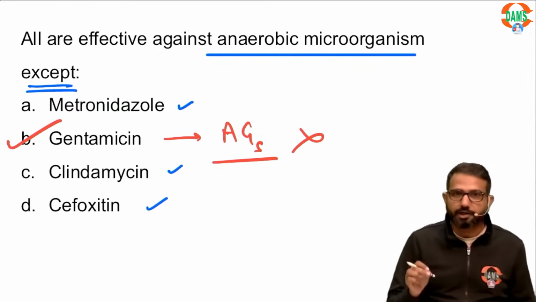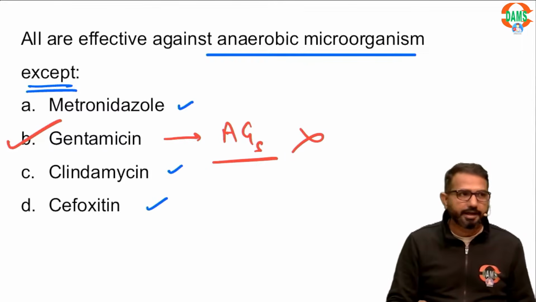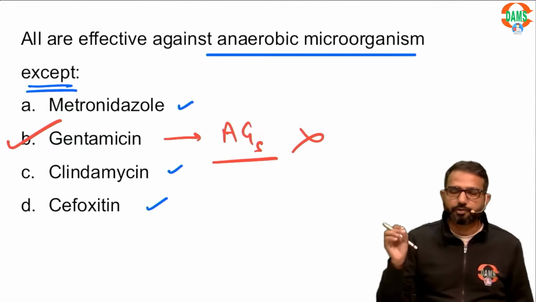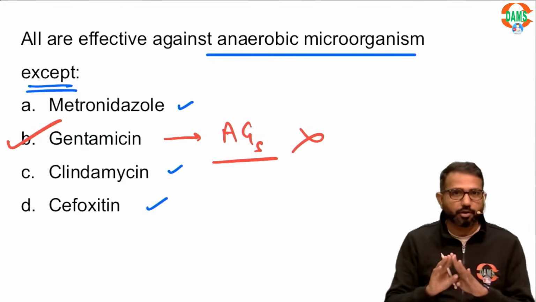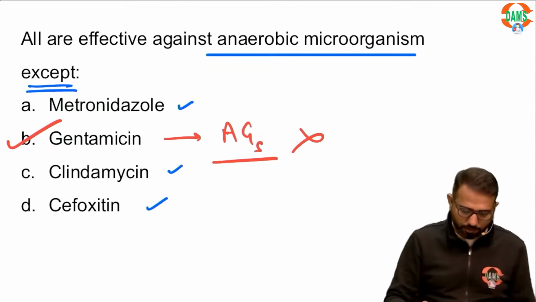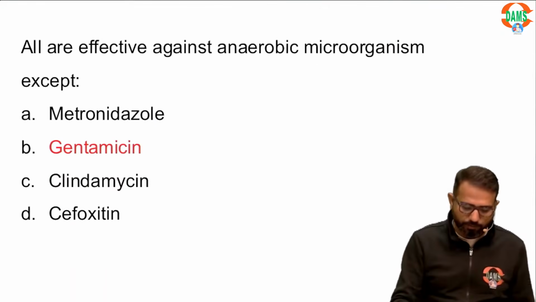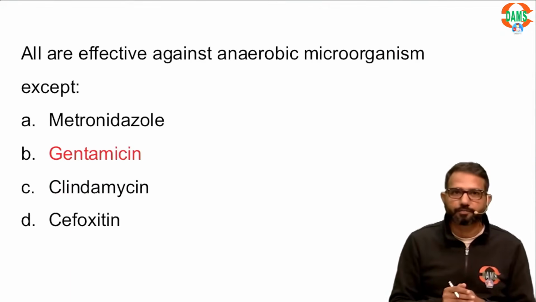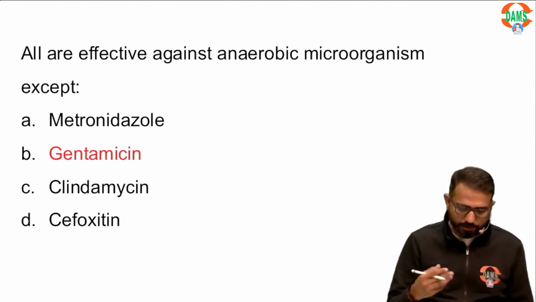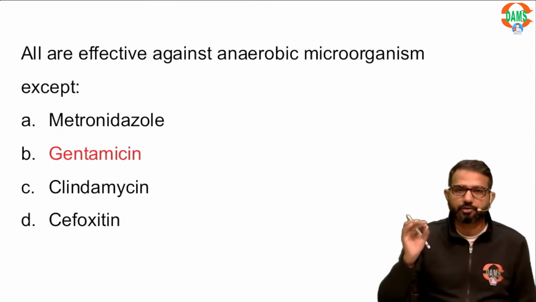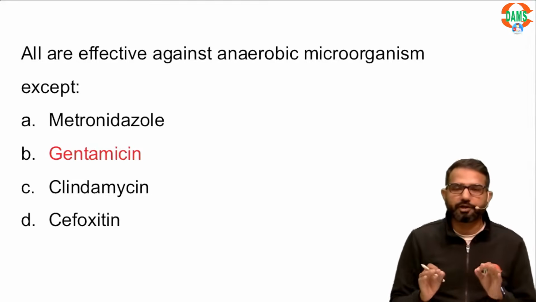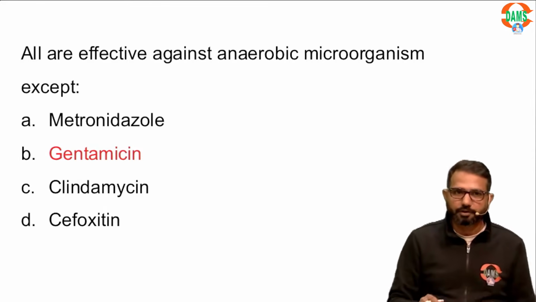So all are effective against anaerobic infection except gentamicin. We use metronidazole, we use clindamycin, we use cefoxitin, but not gentamicin. So what is the correct answer? The correct answer is gentamicin. Now let's see the next question. Don't forget that gentamicin or aminoglycosides are not effective for anaerobic infection.